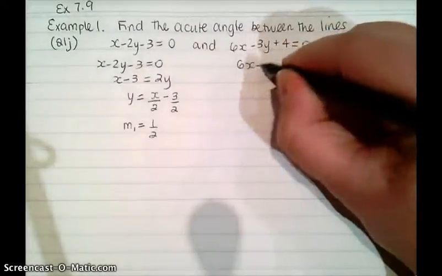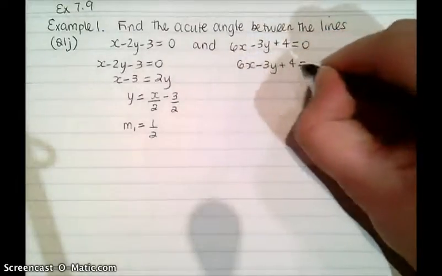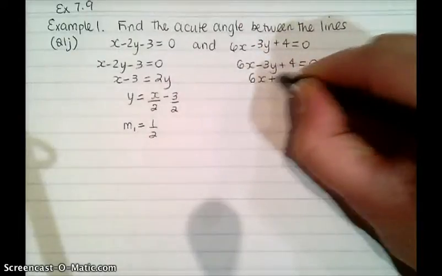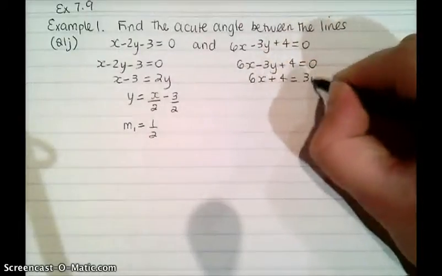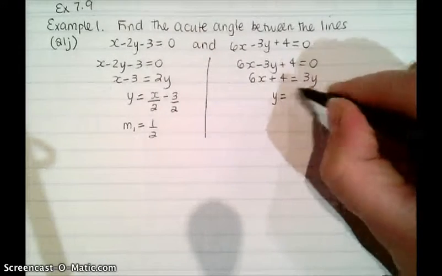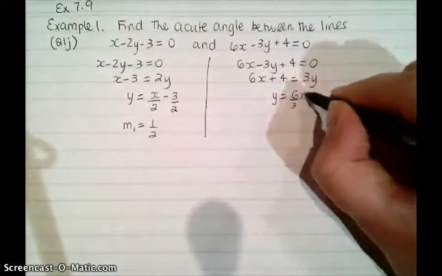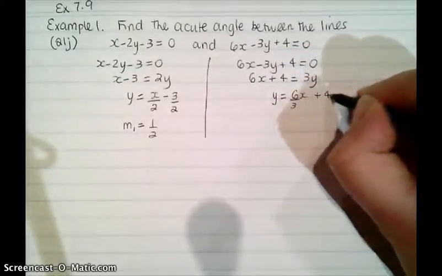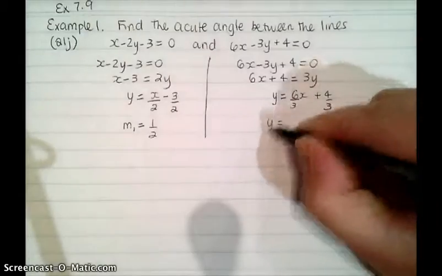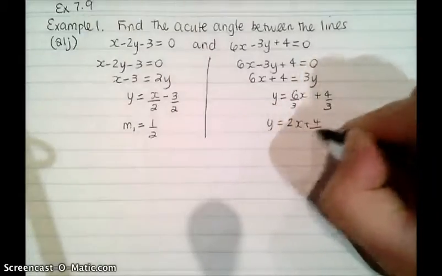So we've got 6x minus 3y plus 4 equals 0. Let's take this 3y over to the other side. We get 6x plus 4 equals 3y. And now we're going to divide everything here by 3. So we get y equals 6 over 3x plus 4 over 3. In other words, that y is equal to 2x plus 4 on 3.